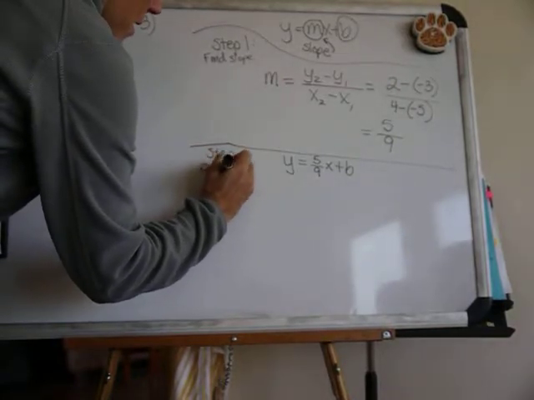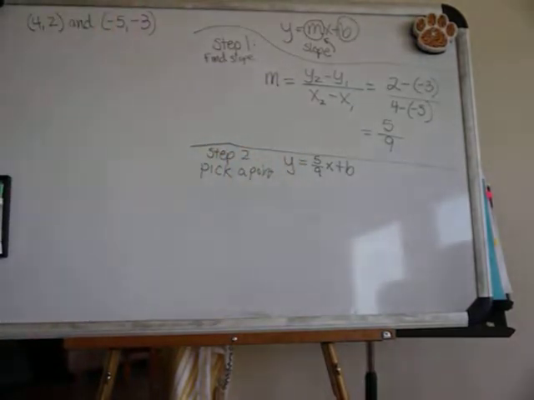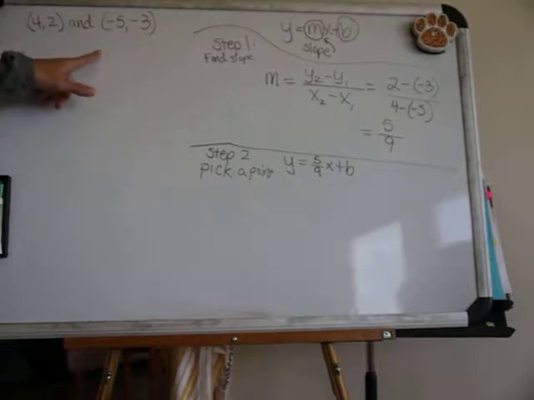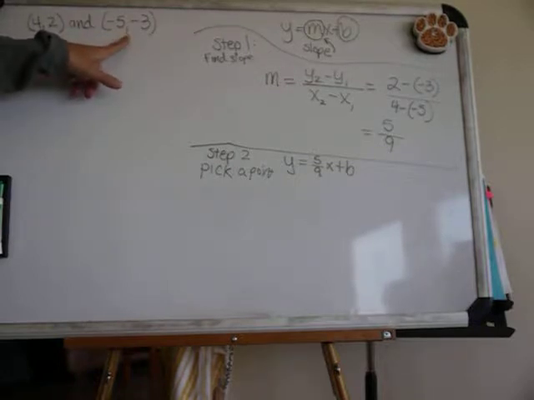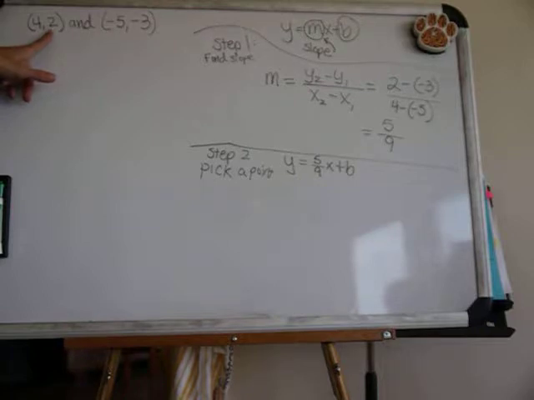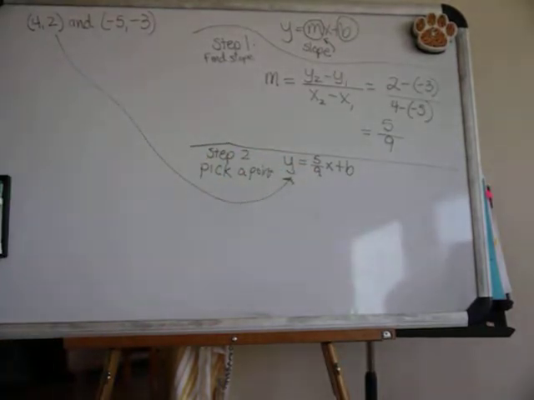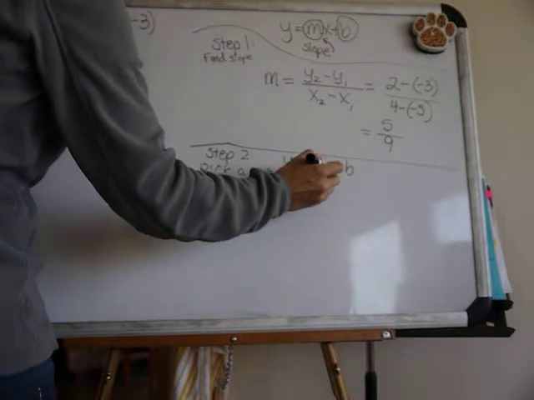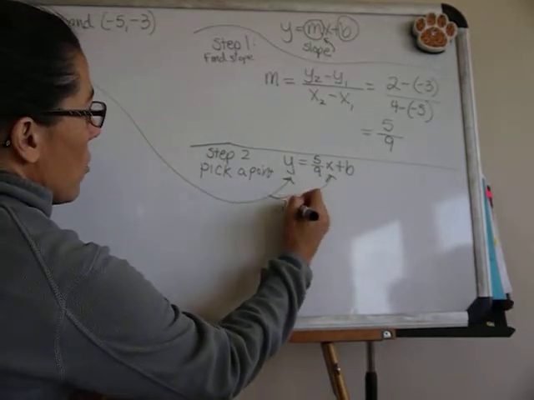pick a point. We have 2 to pick from. Which one do we want to pick? Either one will work. I actually like to pick the positives because the more negatives we involve usually could cause a problem. So I'm going to pick this point, and I'm going to plug it in to solve for b. Y equals 2 here, and x equals 4. So I'm going to put those in.